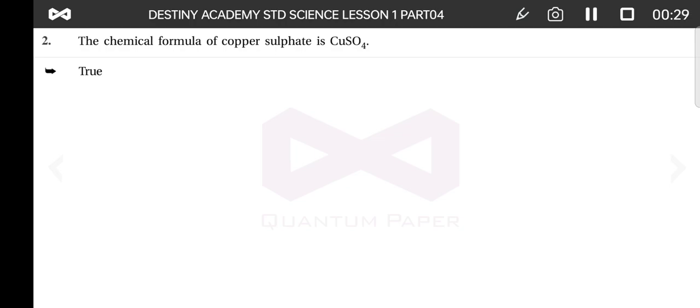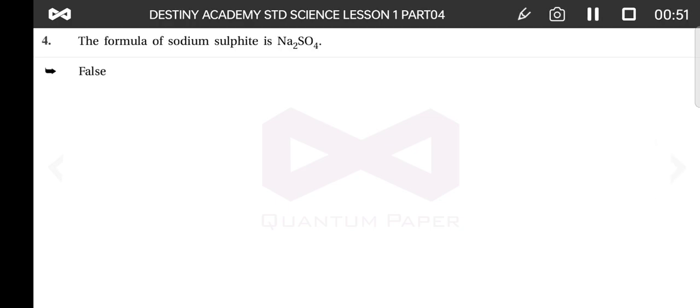The chemical formula of copper sulfate is CuSO4. So, this statement is correct, true. Silver chloride is insoluble in water. So this is true.